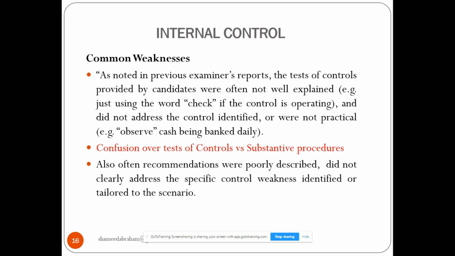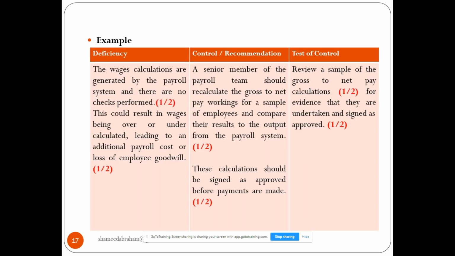So what are the common weaknesses? The tests of the controls are often not well explained, using "check", again, very vague. A lot of us are confused over what are tests of controls versus substantive procedures. And then again, the recommendations are really poorly described. I have an example here, but I just want to give you another example in terms of the differences between what a control is, what a test of a control is, and what the control objective is.